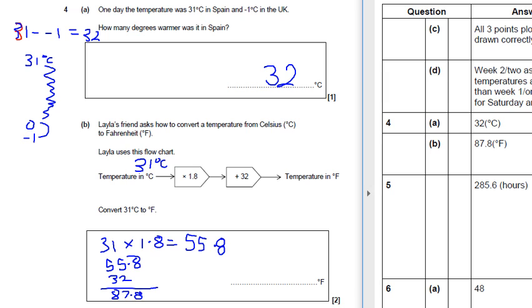Because I just write it, show me working out, it's quicker to do it, practice writing it, than use a calculator there. So 31 degrees is 87.8 Fahrenheit.